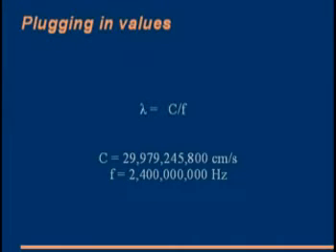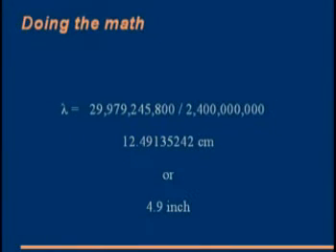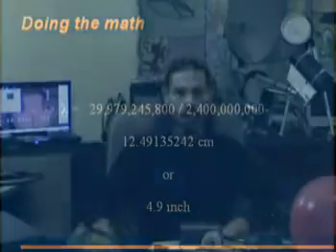So your wavelength is equal to 29,979,245,800 divided by 2,400,000,000. And when we plug these values in for Wi-Fi, the wavelength comes out to about 12.49 centimeters or 4.9 inches. So there we go. Now we understand what the wavelength is.